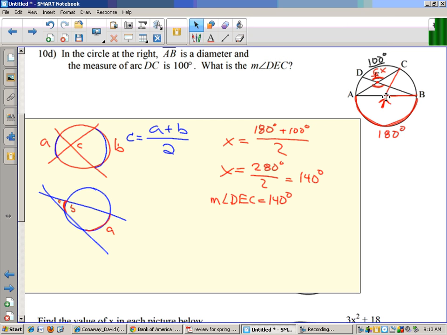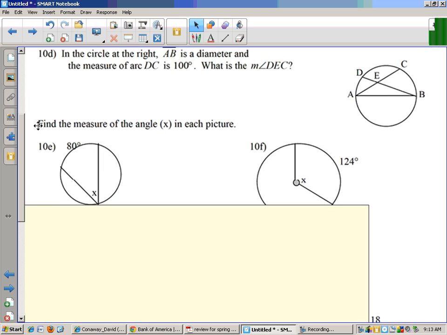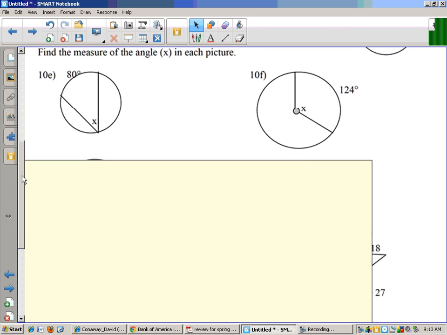Okay, so let's move on to the next one. Are we out of time? I can try to do this one in that time.